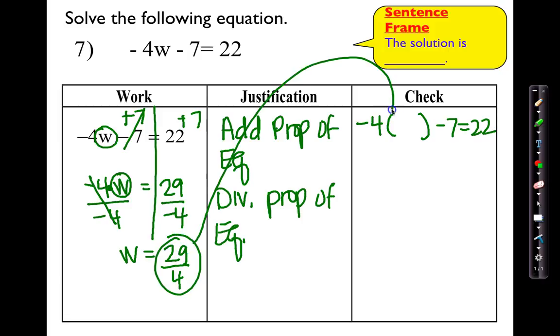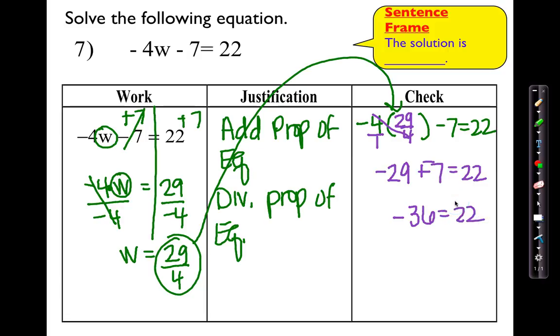We have 29/4. Let's see if that checks out. 29/4. So here I'm just going to go ahead and put this over 1 so we can see that the 4's cross cancel. A negative, be very careful with that, times 29 is a -29. We're going to -7 equals 22. Is this right? The answer is no, because if you add the opposite, you'd be left with -36 equals 22. This is not correct.